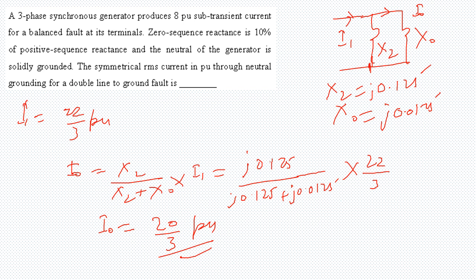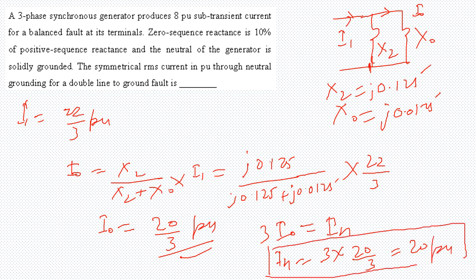This is the zero sequence current which is flowing. The total current flowing through the neutral of the generator will be 3 times this value. So 3 I0 is the current flowing through the neutral of the generator, which I call IN. IN will be equal to 3 into 20 by 3, which is 20 per unit. So the answer to this question is 20 per unit. This is how you can proceed for these kinds of problems, and thanks for watching.